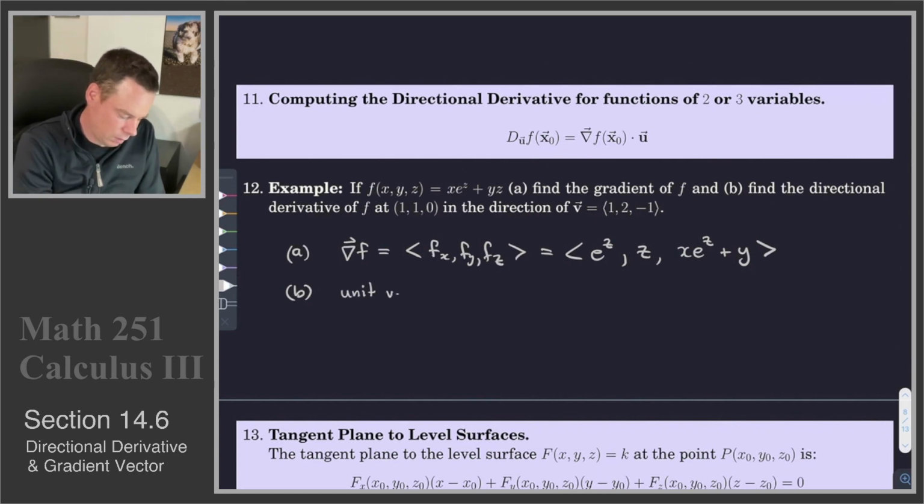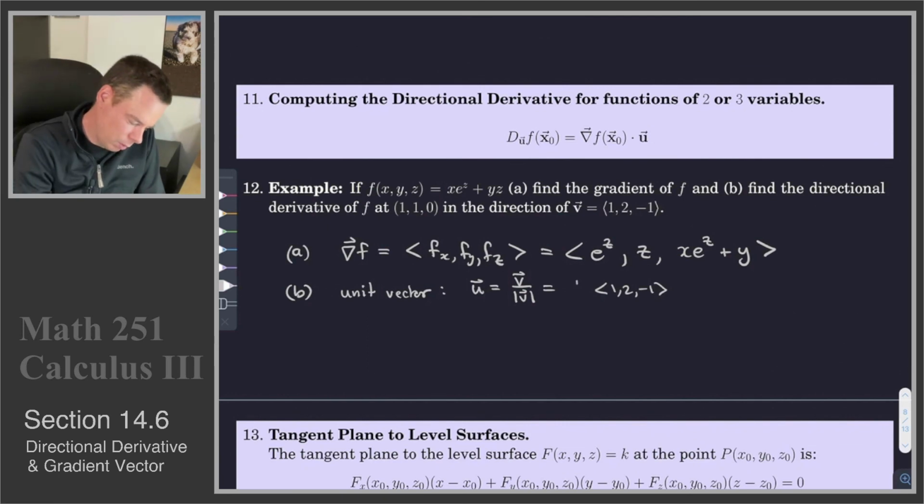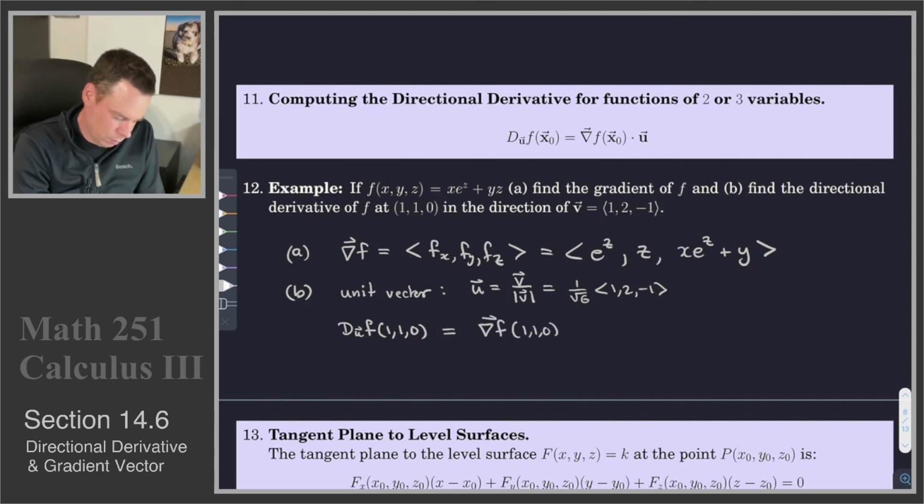So let's find the unit vector in the direction of v. That would be v over the length of v. What's the length of v? Well, v is 1, 2, negative 1, so its length would be the square root of 1 squared plus 2 squared plus 1 squared. So that would be 1 plus 4 plus 1, or 6. So this would be 1 over root 6 times v. So there's our unit vector. Now we want to find the directional derivative of f in that direction at the point 1, 1, 0. So this would be the gradient at 1, 1, 0, dotted with the unit vector u.